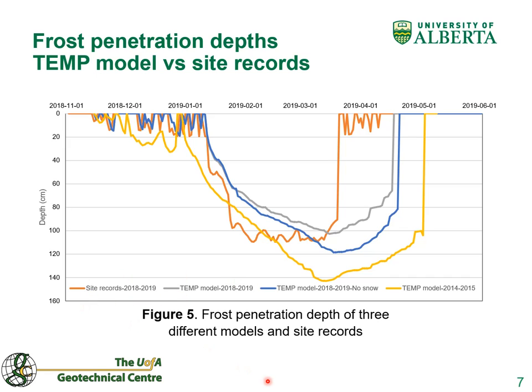These results showed that thermistors recorded a maximum frost depth of about 109 centimeters, while for the TEMP/W model it is 103 centimeters. With no snow cover, it will increase to 120 centimeters, and in a cold winter it will be 145.